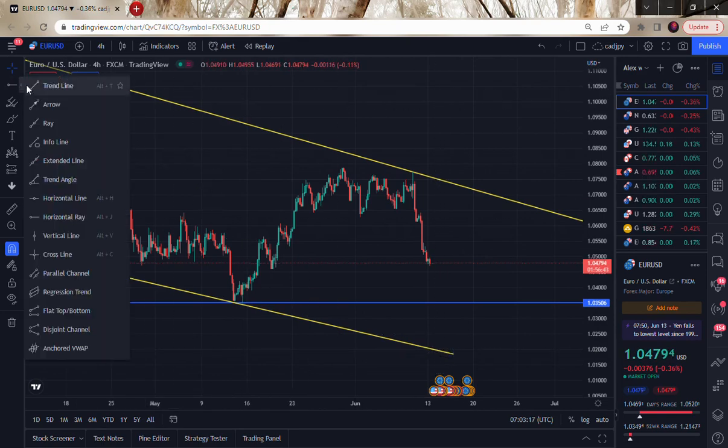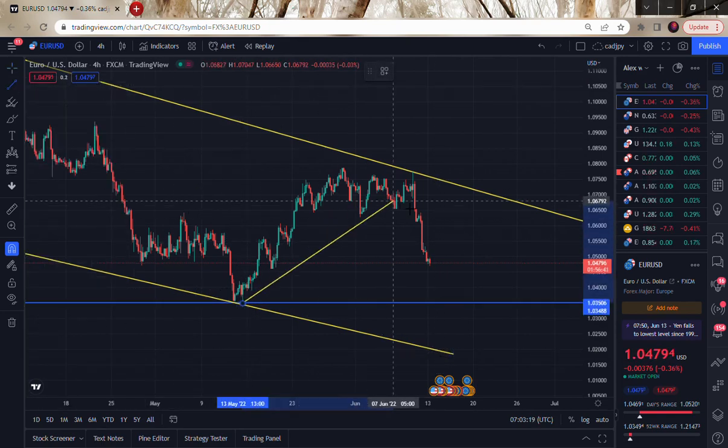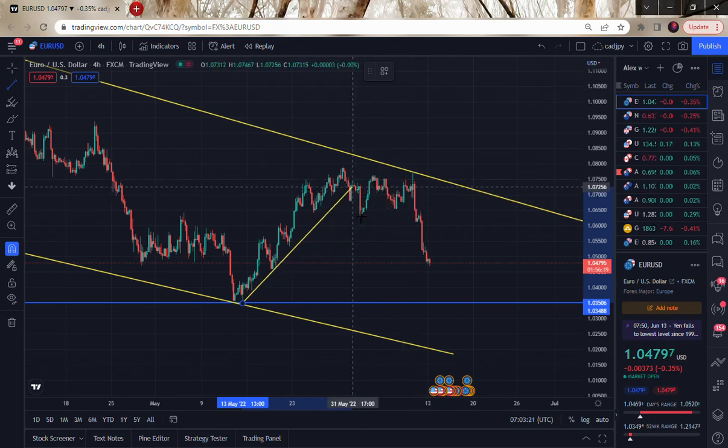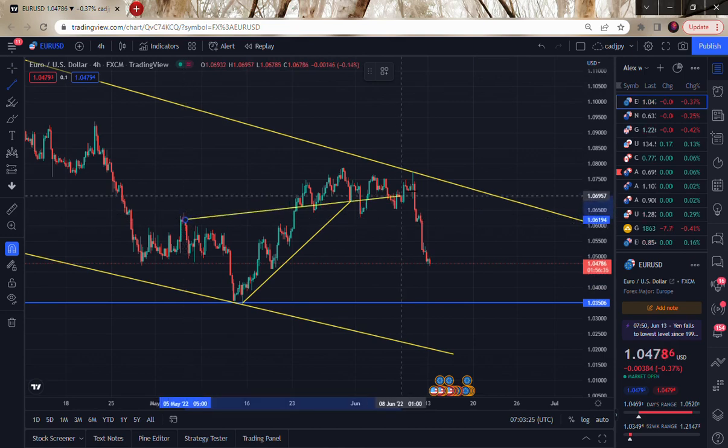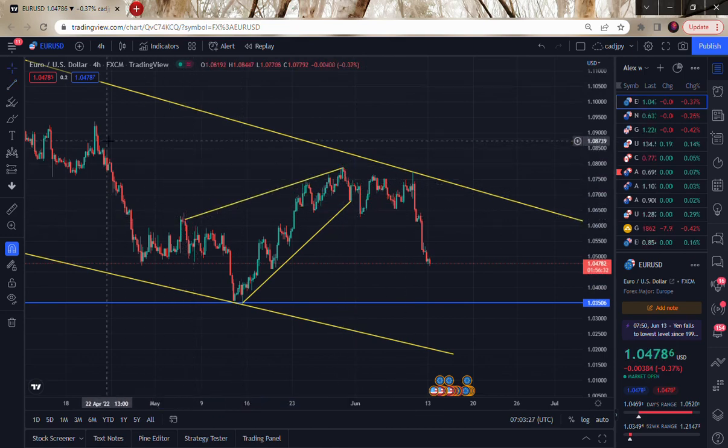So now from here, I just want to highlight how this correction was. Okay, so I had a correction like this. So this is my impulse, this is my correction, and then from there I had an impulse. After this impulse, obviously you know what happens after an impulse, we get a correction.